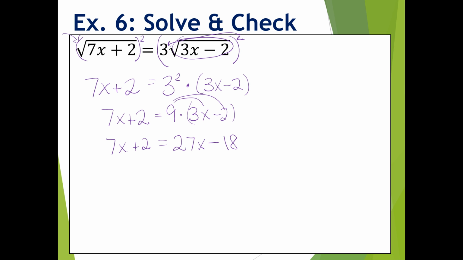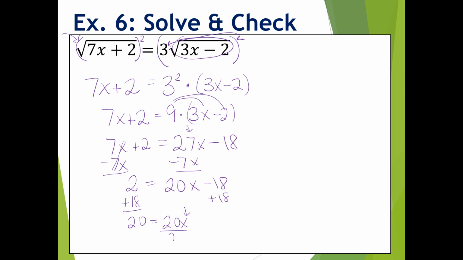Now this is just a regular linear equation. We want to get all of our numbers to one side and all of our x's to the other side. I see a big amount of x's here, so I'm going to move my x's to the right side, so they stay positive. So we get 2 equals 20x minus 18. Then I'm going to move that 18, so 2 plus 18 is 20, equals 20x. I want to get that x by itself, so I'm going to divide both sides by 20. 20 divided by 20 is 1. So we did all that work just to get x equals 1.